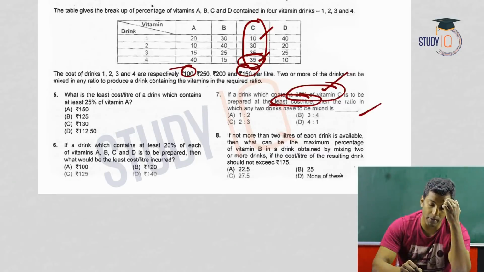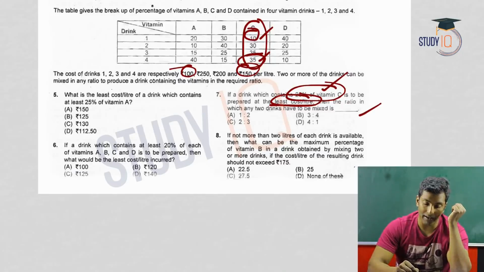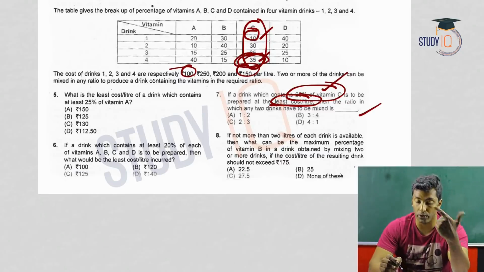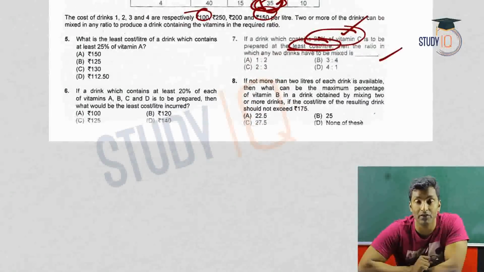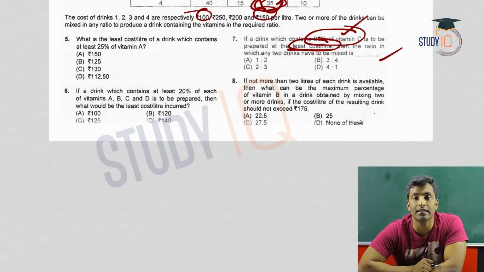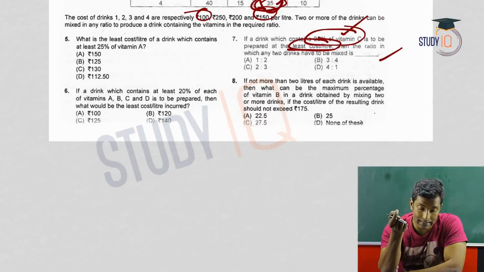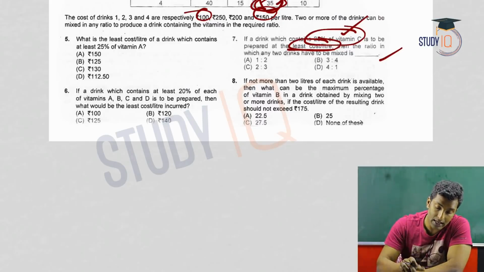I don't have a problem if this is 10, because I have 35% in drink 4. So let's see how you are going to mix it. I hope you understood why you are mixing 1 and 4, because that is cheap. Secondly, even if I have only 10% in drink 1, I have 35% in drink 4, so I can compromise. So let's see how you're going to do this.